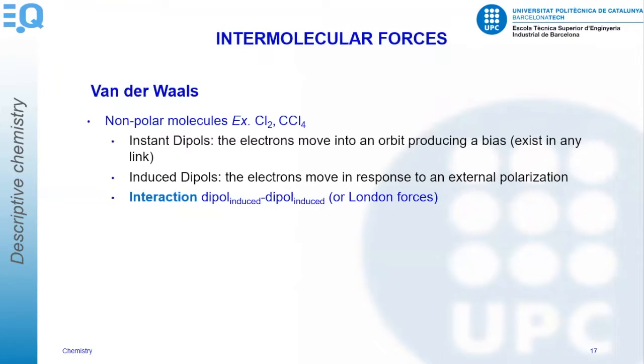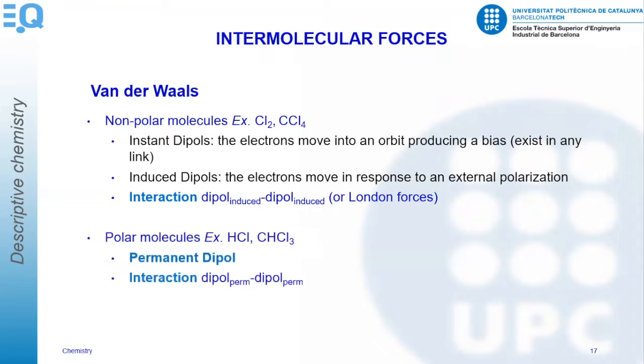This slide shows us the van der Waals interactions. The van der Waals can be found between nonpolar molecules and polar molecules. As for nonpolar molecules, it can either be an instant dipole, which means that the electrons move into an orbit producing a bias, and an induced dipole, which means that the electrons move in response to an external polarization, and an interaction dipole-dipole, which are both induced, and it can also be called London forces. As for the polar molecules, we can either have a permanent dipole or an interaction dipole-dipole that is permanent.